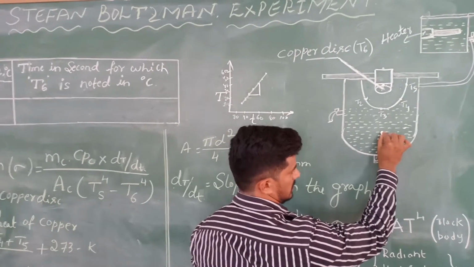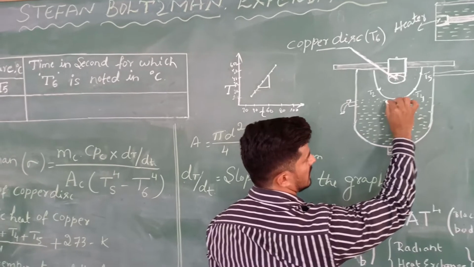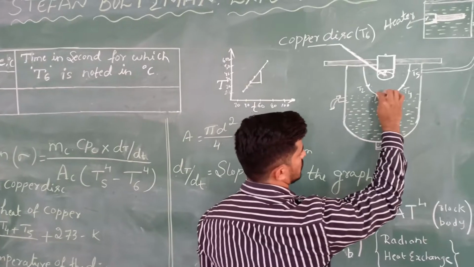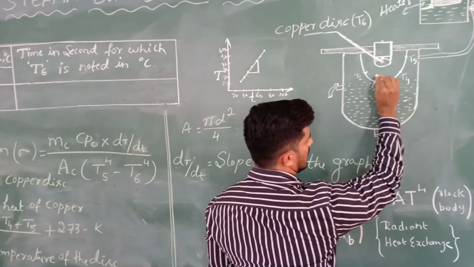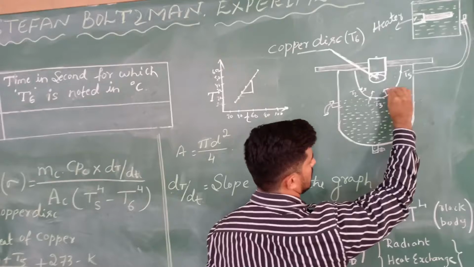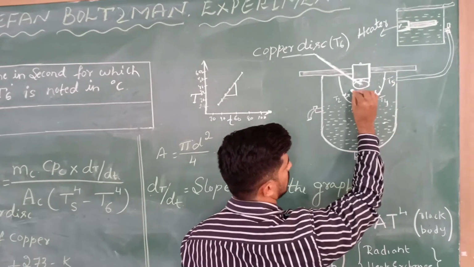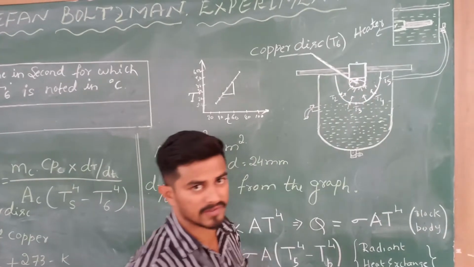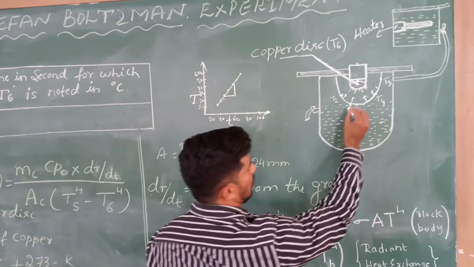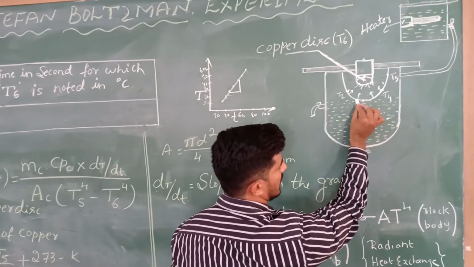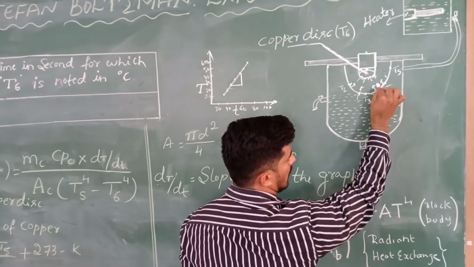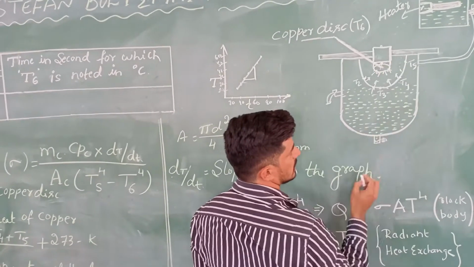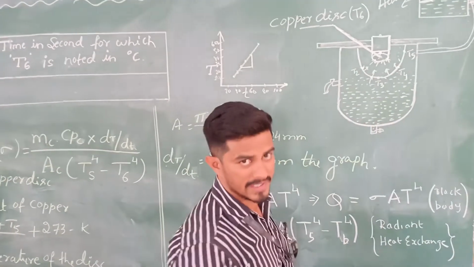The heat energy from the hot water will be transferred to the hemispherical shell. From the hemispherical shell the heat gets radiated, and it is incident on the copper disc like this. The amount of heat energy radiated from this hemispherical shell will be equal to the amount of heat absorbed by this copper disc.